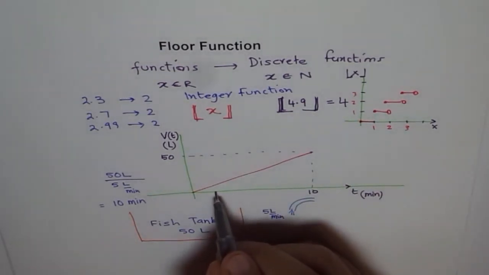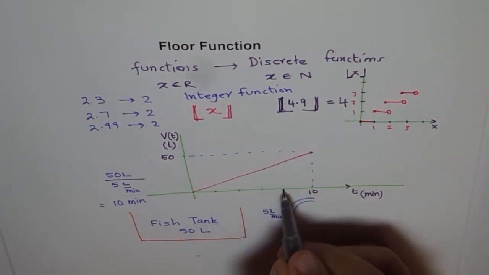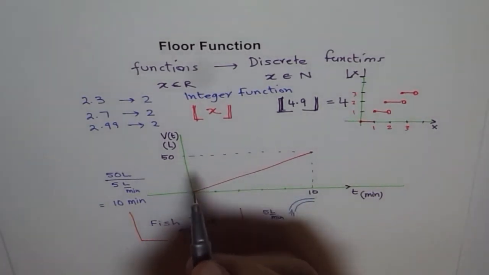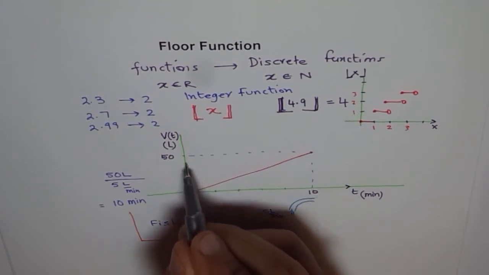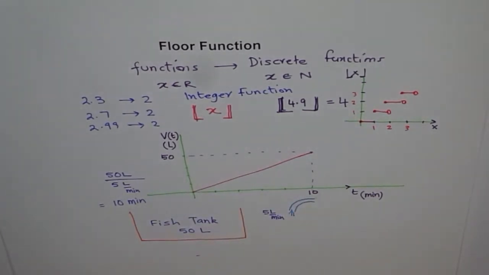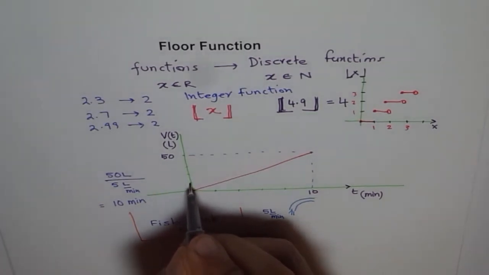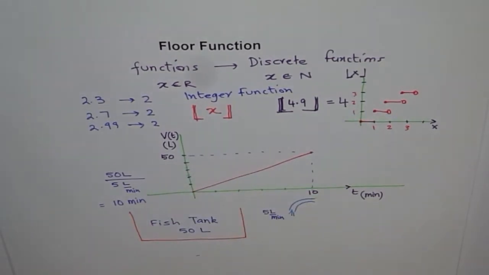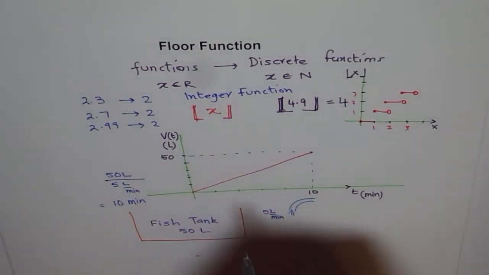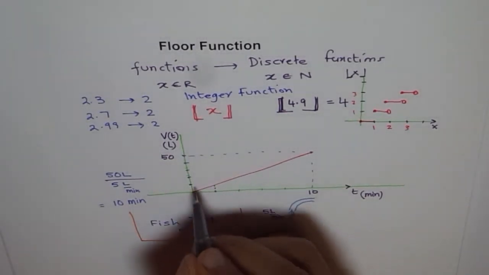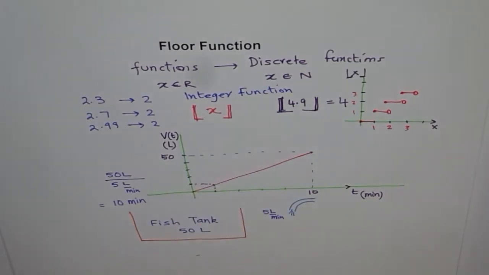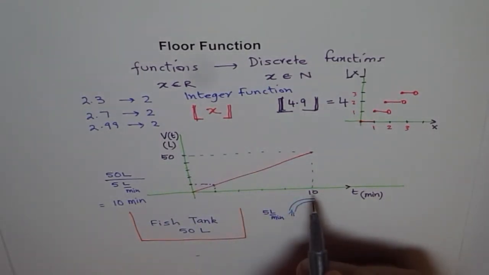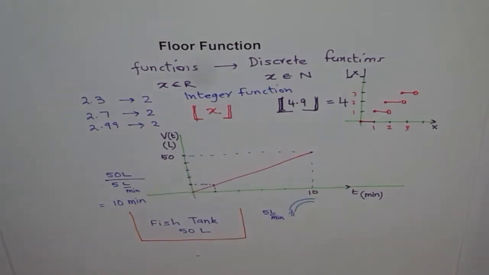Let me just make some scale here. 2, 4, 6, 8, 10. That's fairly good. So for volume we say 10, 20, 30, 40. Okay, so I'll make it slightly smaller. So we got 10, 20, 30, 40, and 50. Okay, so we have it like this. So what we see here is that at any time, for example, in 2 minutes, it will fill up 10 liters. In 10 minutes, it will fill up 50 liters of water.